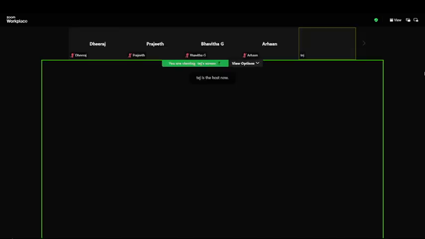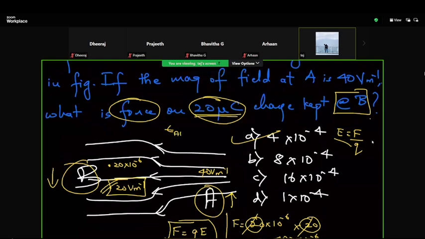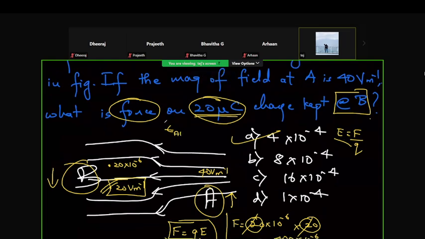Electric field at A is more compared to electric field at B. Open bracket and write the reason. Less width means stronger electric field. Stronger electric field. Got it?